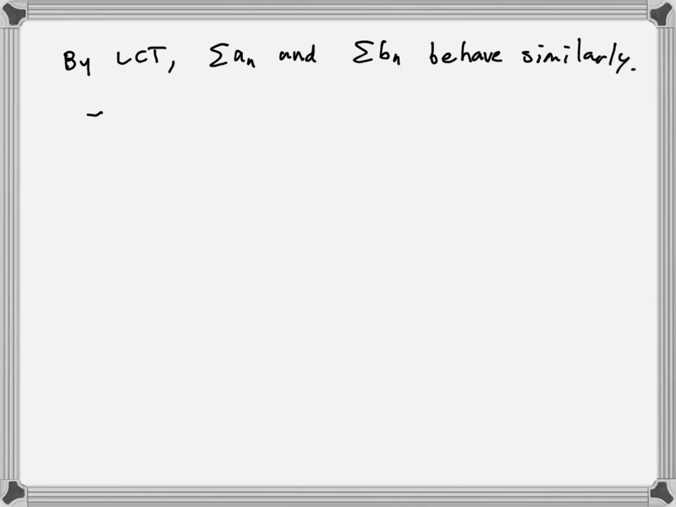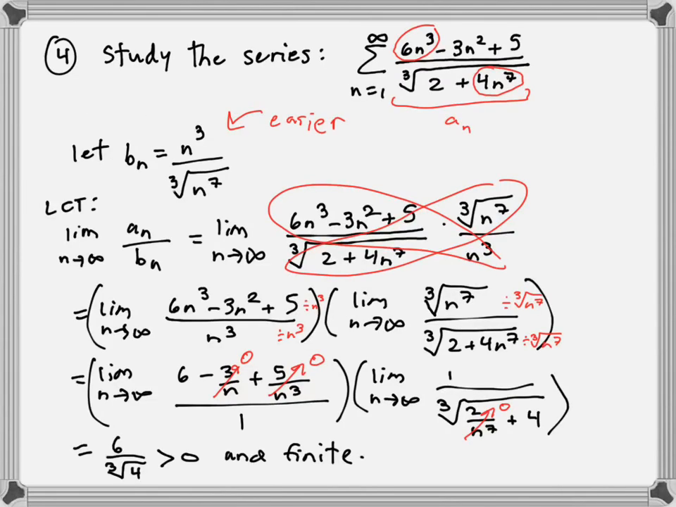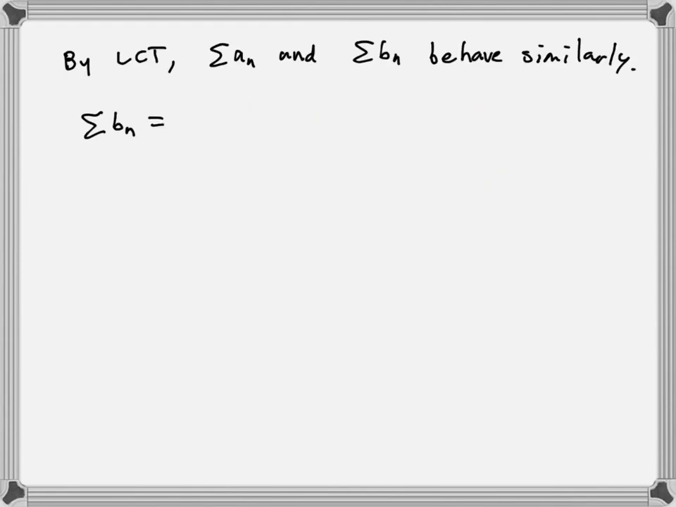So now let's look at bn. Presumably it should be easier, right? Remember, bn is n cubed over cube root of n to the 7th. So this is the same as n cubed over n to the 7/3. 9/3 minus 7/3, this is actually 1 over n to the negative 2/3.